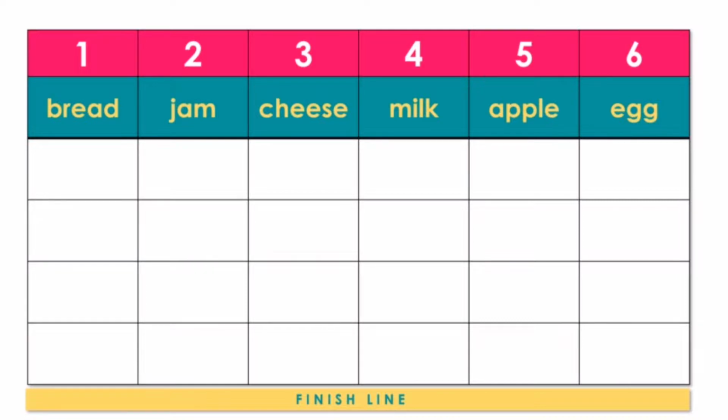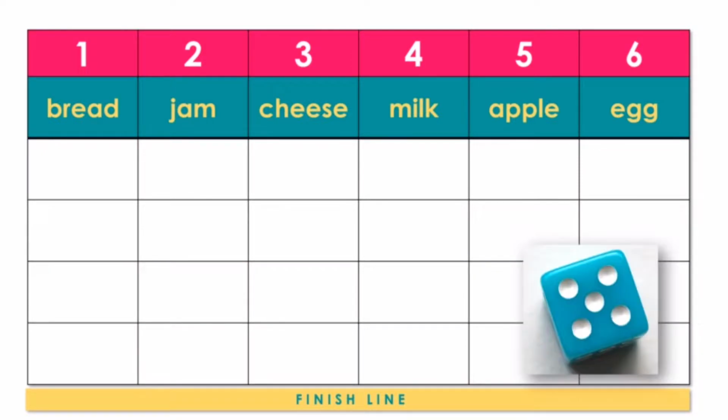So let's create a chart with 6 columns and 6 rows. You can add more rows or reduce them depending on how much time you want to spend on this activity. On the first row, write the numbers from 1 to 6 like this. On the second row, write the letters or words or sentences that you want students to practice.